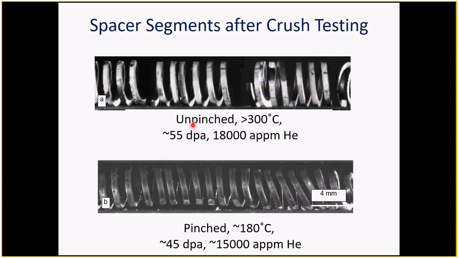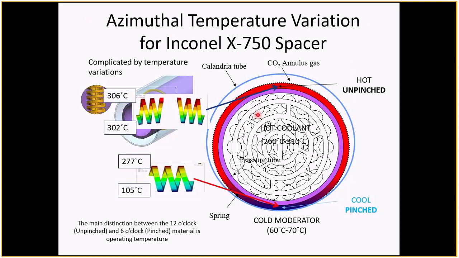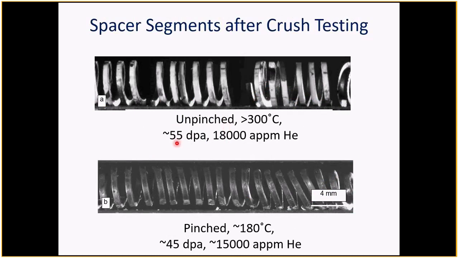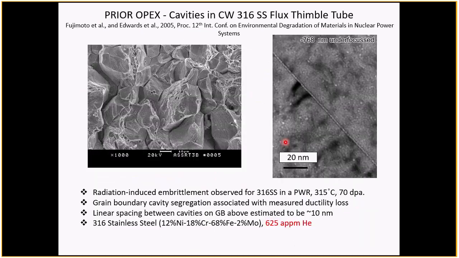Okay, so when these things were taken out of the reactor and tested, we put them in a load frame between some platens, applied a load, and they failed. So this is the unpinched, the hot one. This bit failed, broke apart. 55 dpa, but look at that, 18,000 appm of helium. Remember me showing you this one? 625 appm of helium, and you're getting that.